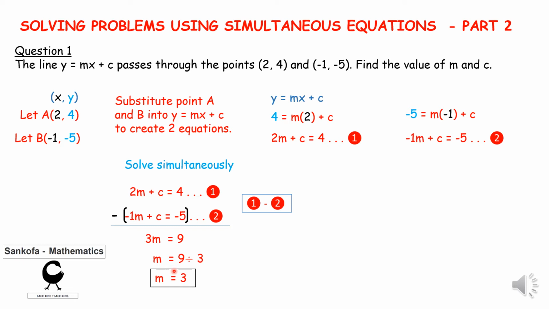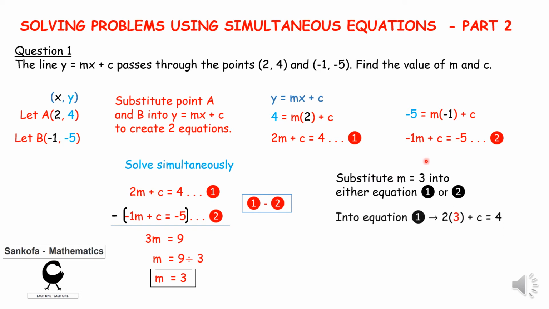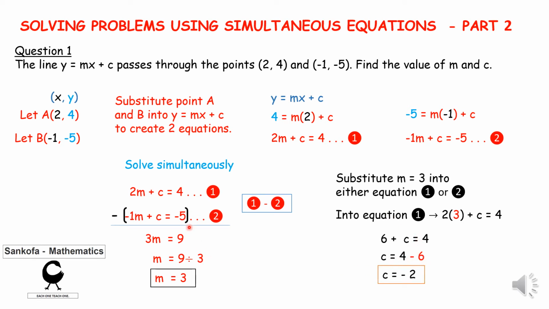So now that I have the value of m, I can substitute it into either equation 1 or equation 2. I'm using equation 1. You can feel free to use any of the equations. I'm getting 2 times 3, which is 6, plus c should give me 4. That means c is equal to 4 minus 6. Therefore, the value of c is -2.